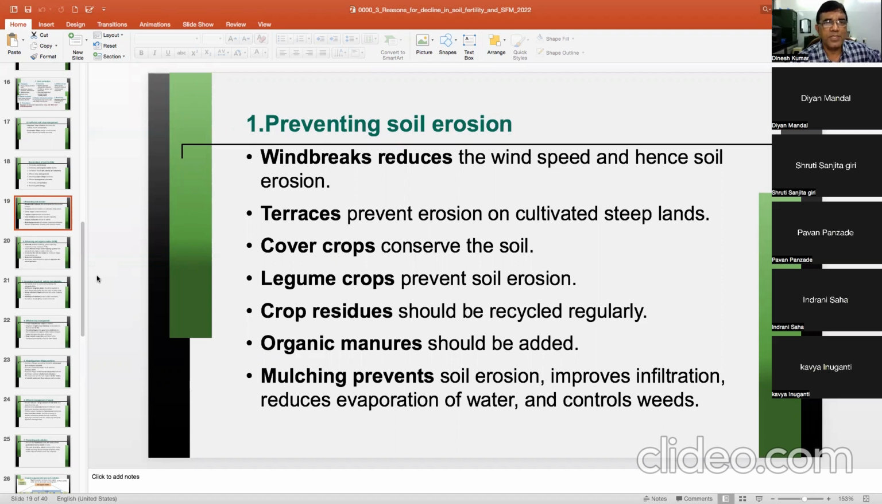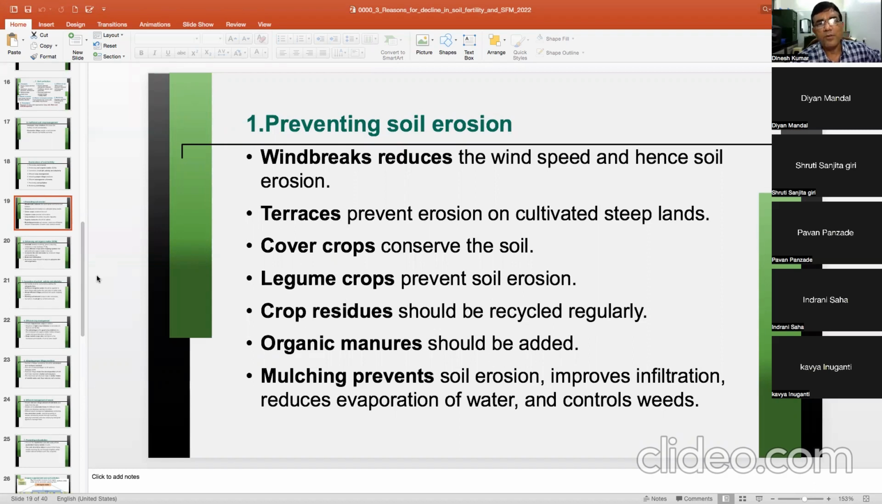What is agrostology? Agrostology. The study of grasses. Very good. So particularly in hilly areas, one can plant grass, grassy way, grass planting can be done. That will prevent the erosion. It is a very important aspect.